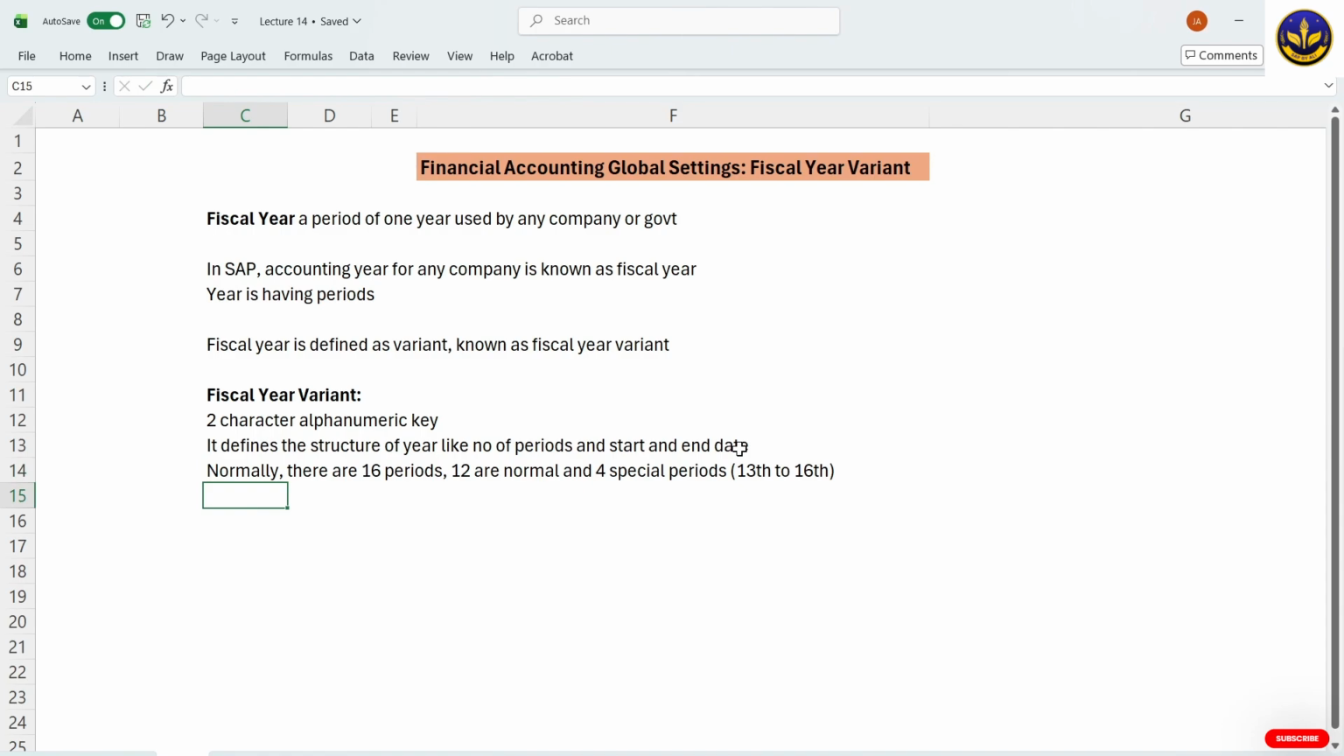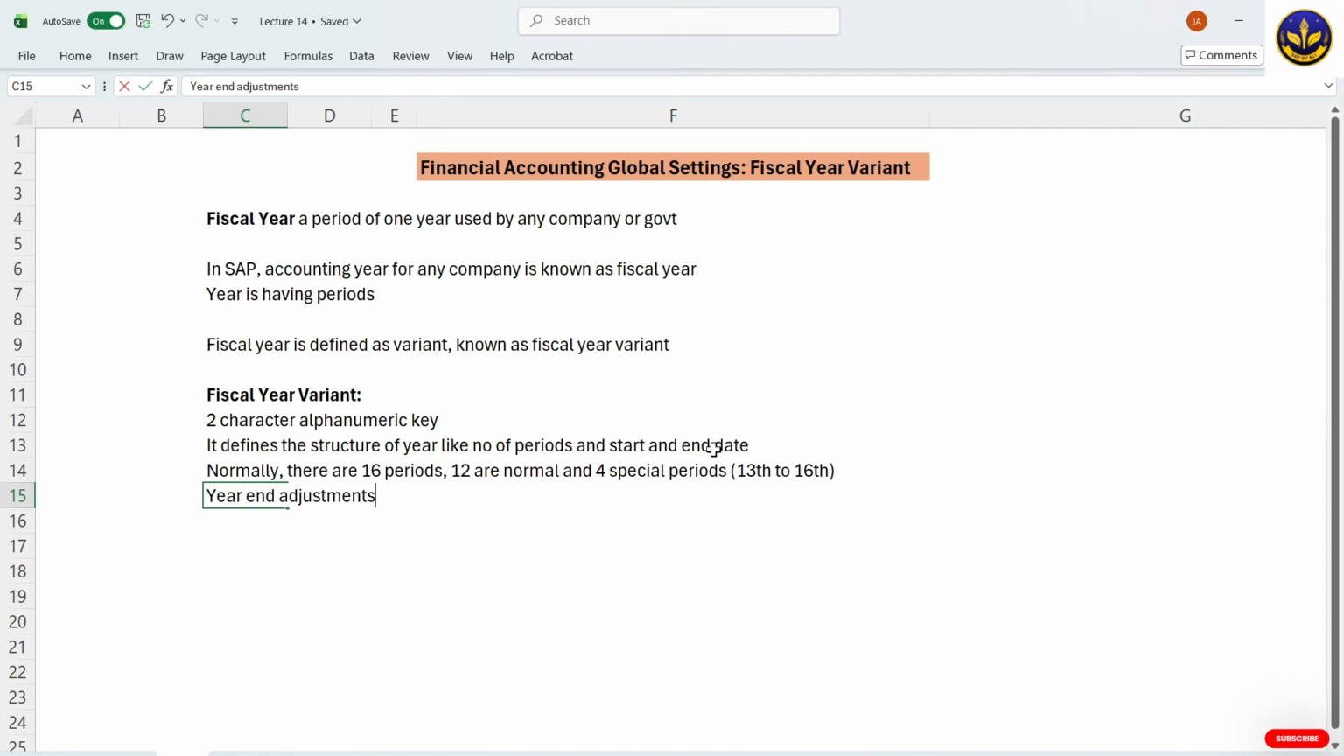What is the need of these special periods? These special periods are mainly used for year end adjustments. There are various types of adjustments you have to do at the year end, and for that we need the special periods. What kind of adjustment can these be? For example, you have paid an amount for the next year in advance. For that you will have to make an adjustment to record that expense in the correct year.